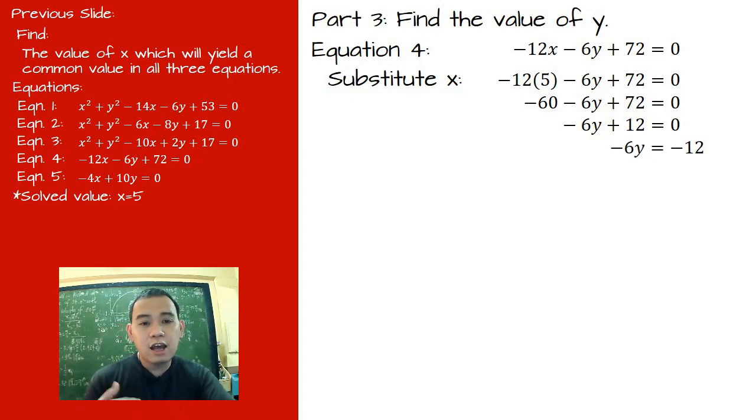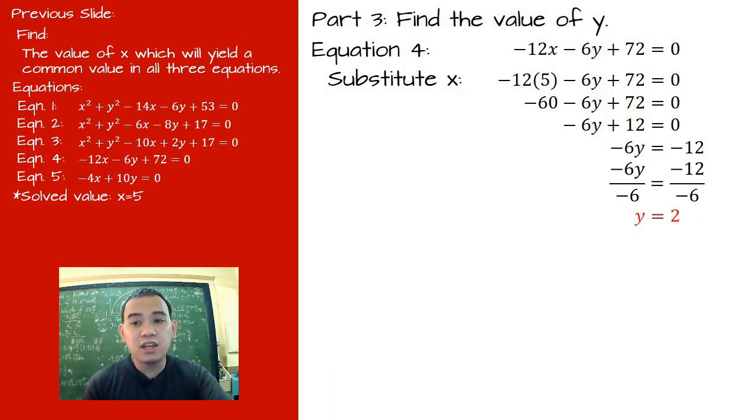And finally, apply the same process of transposition by transferring negative 12 to the right-hand side of the equation and dividing it all by negative 6. That way, the value of y that I will get will also be a common point.